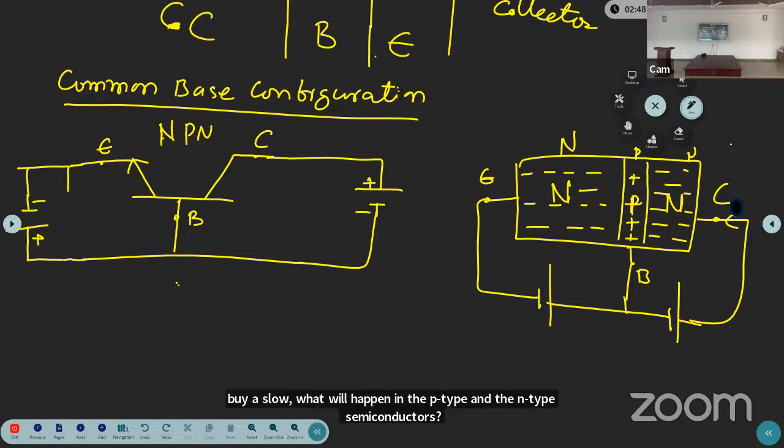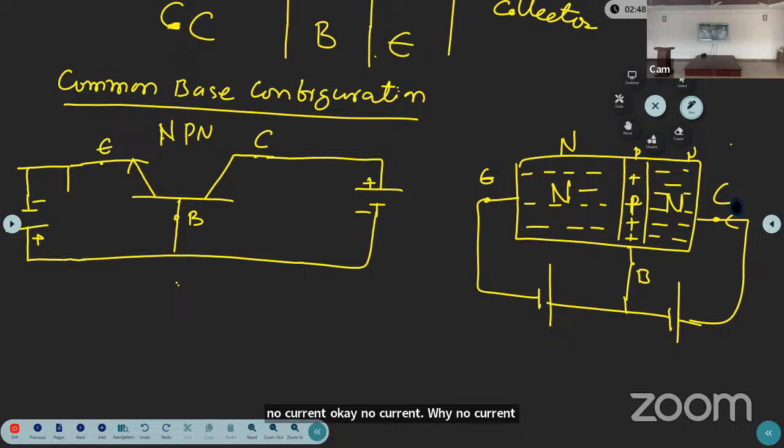No current. Okay, no current. Why no current? Repulsion. Due to the repulsion... what happens because of repulsion? Correct. There is no repulsion in reverse bias, there is attraction, the attraction of the battery terminals. Okay, what will happen in the reverse bias if you are increasing the reverse bias voltage?